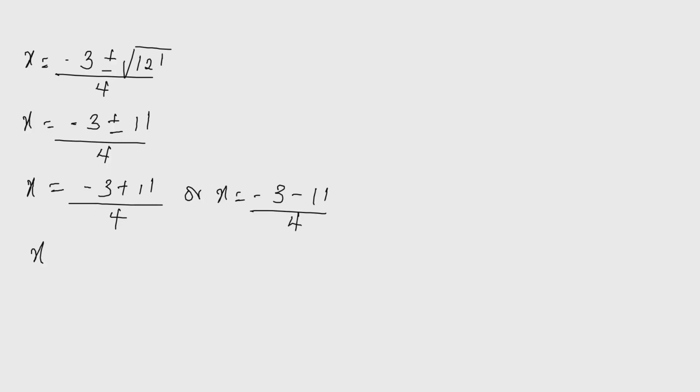So your x is equal to 8 over 4, or x is equal to this, and this will give you minus 14 over 4. So your x will be equal to, this divided by this will give you 2, or your x will be minus 2 here 7, 2 here 2. So that is that.